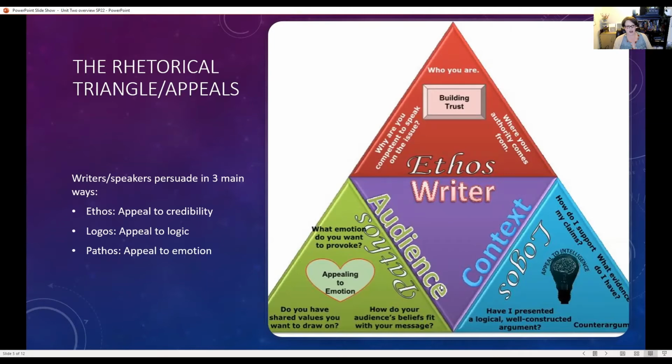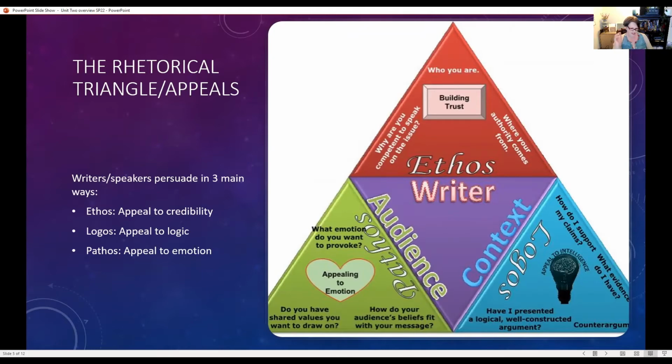And lastly, we have pathos, which is the appeal to the emotion. Remember, I said before that we have something that we want from the audience, right? We want to affect the audience, and the best way to do that is often through pathos. What emotion do you want to provoke? This is appealing to the emotion. Do you have shared values that you want to draw on with your audience? Or how does your audience's beliefs fit with your message? So audience and pathos are very interconnected there.